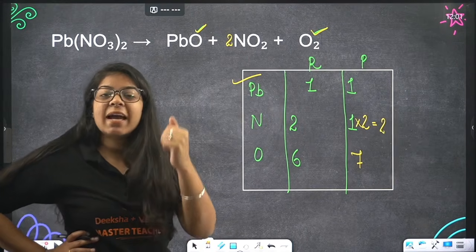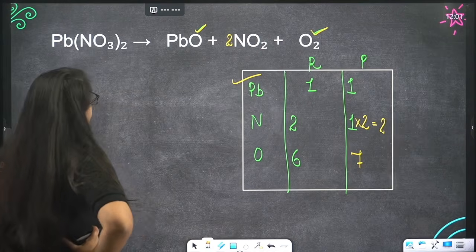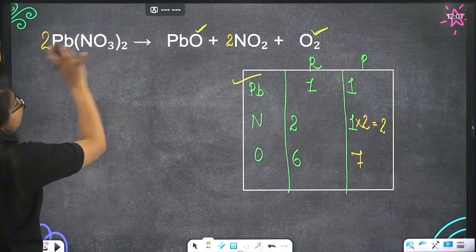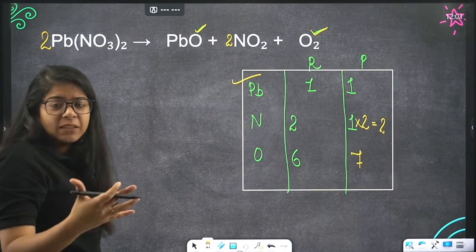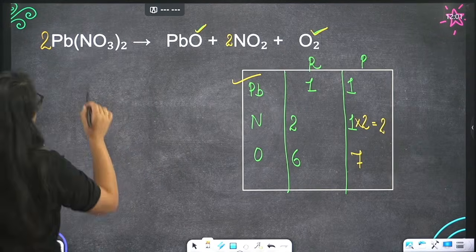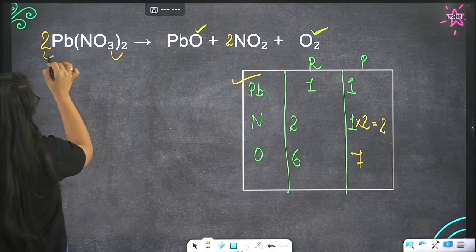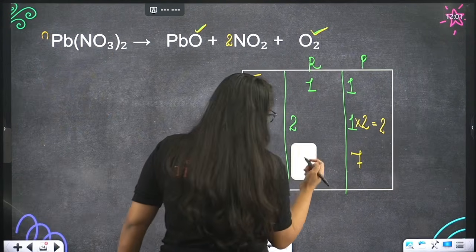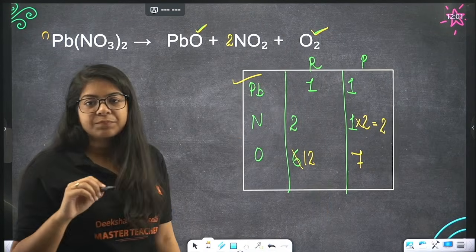So, what can I do? Think about it. What can I do? Okay, let me think. What if I multiply this whole equation with 2? Just listen to me. This whole equation with 2. We are also doing hit and trial method. Are you able to solve this or not? We are also doing hit and trial. Don't worry. So now how many oxygens are there? Ma'am, 6 here. If you multiply that with 2, that becomes 12. Now we have 12 oxygens here. 12 oxygens here. Okay, done.